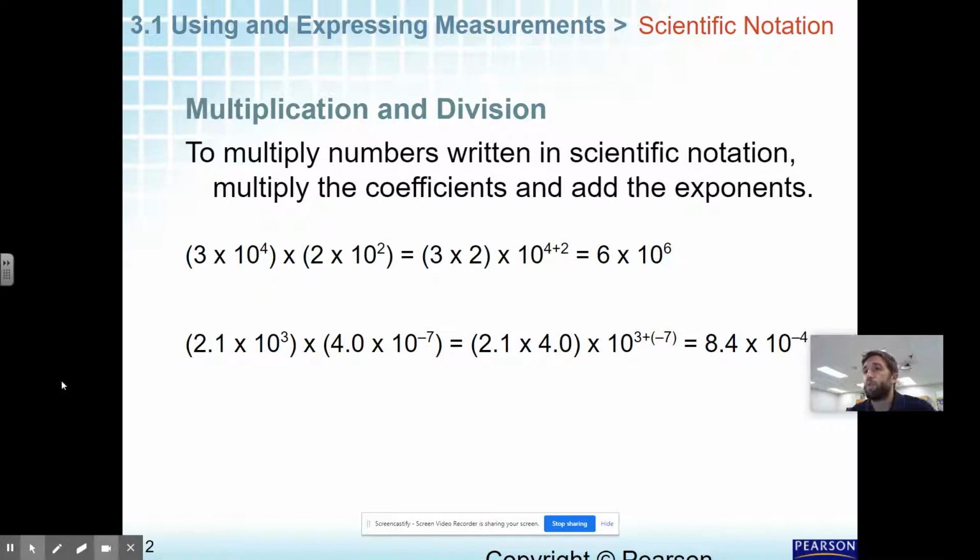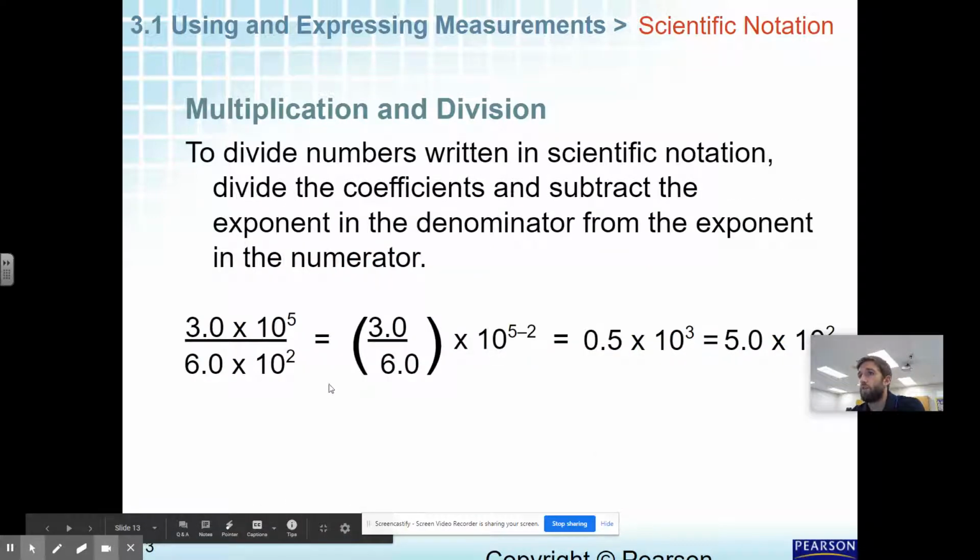But if you have these two numbers, you multiply the 3 times 2 first to get 6, and then the 10 to the 4th, 10 to the 2nd. If you're multiplying these numbers in scientific notation, you add the exponents here to get 10 to the 6th. Same thing here. You've got 3, and then you've got 10 to the -7. So you add 3 plus -7, and that's how you get this number. Okay.